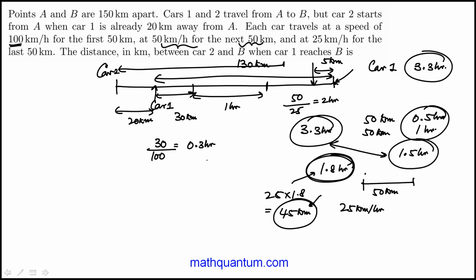So the answer is 5 kilometers, which is what they're asking, the distance between car 2 and car 1 when they reach B. So the answer is 5.